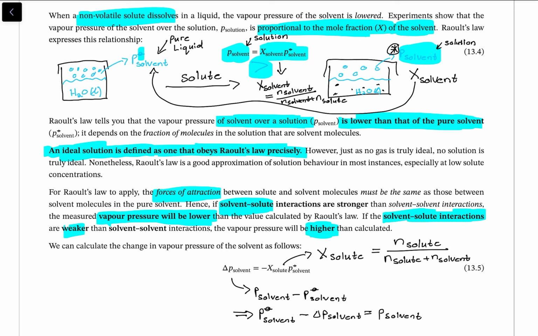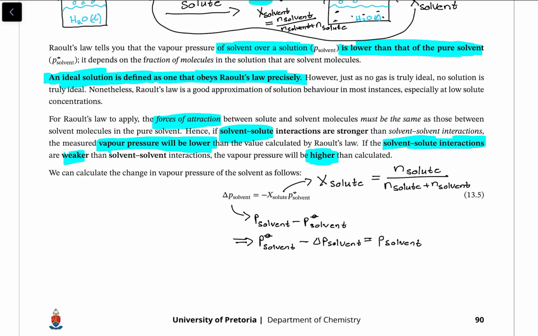And that's basically Raoult's law. Raoult's law says if you dissolve a solute in a pure liquid, the vapor pressure of the pure liquid over the solution will be lower than that of the pure solvent. And these are the ways that you can calculate how that changes. So now you have that. We also quickly described if the solvent-solute interactions are stronger or weaker than what you expect, how that might affect it. But like I said, that's mainly an experimental application. We won't necessarily look at that too much.